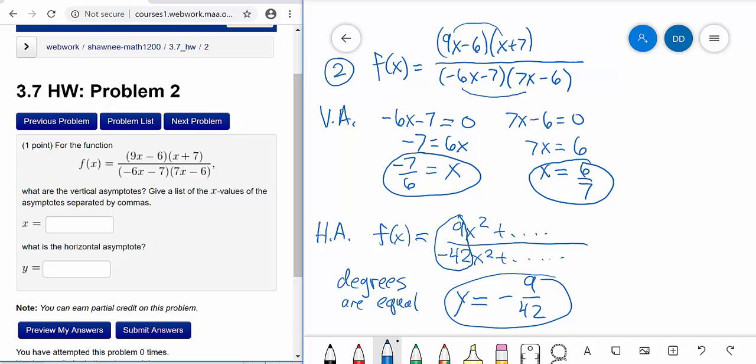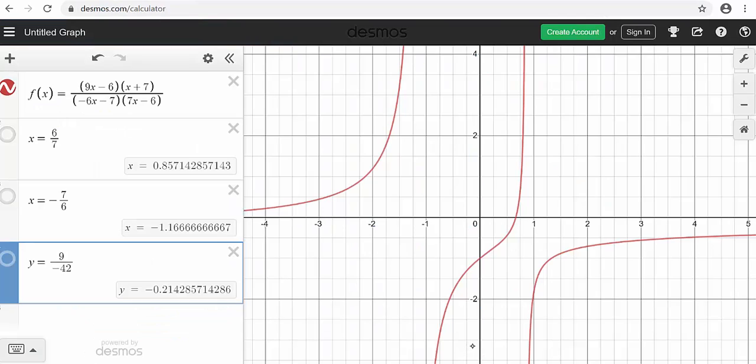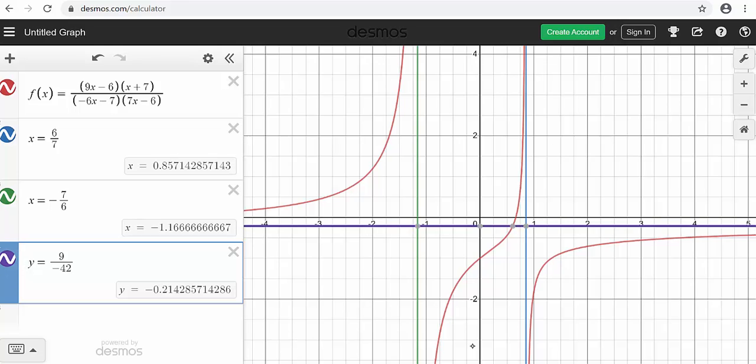So that's only when the degrees of the numerator and denominator are the same. In this case, both the degrees are 2. So you just look at the ratio of the leading coefficients. Let's take a look at this function in Desmos. So here's the graph. We see two vertical asymptotes, one at x equals negative 7/6 and x equals 6/7. And then the horizontal asymptote is at negative 9 over 42.